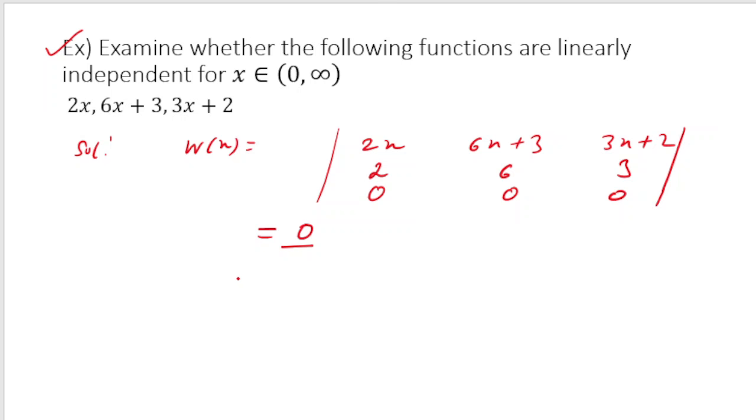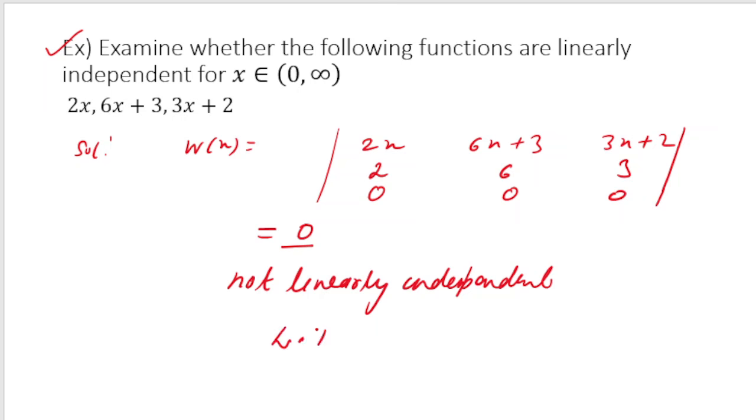So it is equal to 0 for all values of x, which means it is certainly not linearly independent, because to be linearly independent it should not be equal to 0. So these functions are not linearly independent. These functions are linearly dependent, LD. So they were asking, examine whether the following functions are linearly independent. The answer is no. These functions are not linearly independent. They are linearly dependent because the Wronskian is becoming equal to 0.